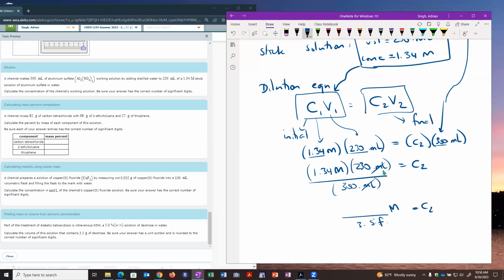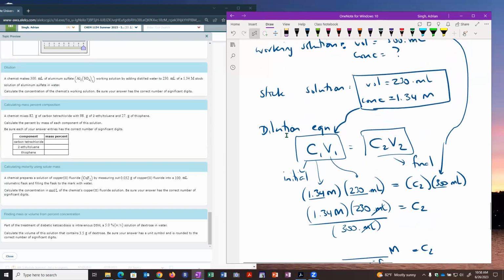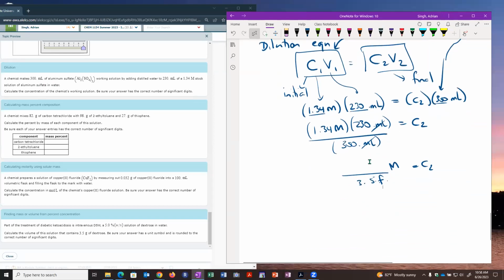So general strategy, when you see dilution in a problem, chances are you're going to need to use this dilution equation, which looks very similar to some of the gas laws that you used previously. So it involves a little bit of algebra and then manipulating your equation to solve for the one unknown. All right, we'll continue on with some of the calculations.